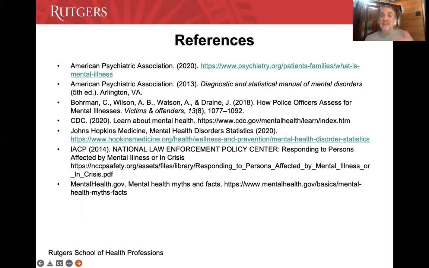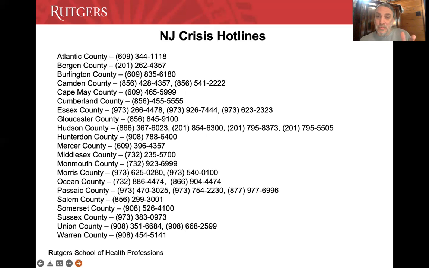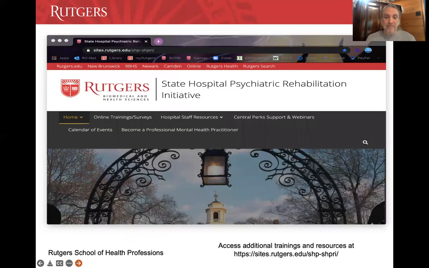So the information that I got from the presentation is right here. I also threw on, I'm not exactly sure who the audience is here, if they're from different counties, so I put up all the crisis hotlines for New Jersey. These are suicide hotlines, and if you're law enforcement and you need backup in terms of having a clinician come out to assess the situation, these are the numbers that you would call.